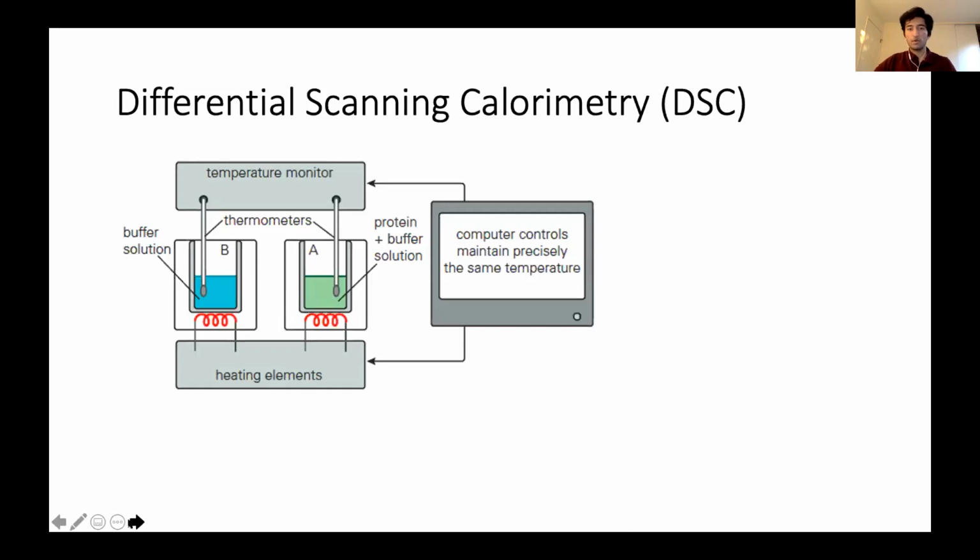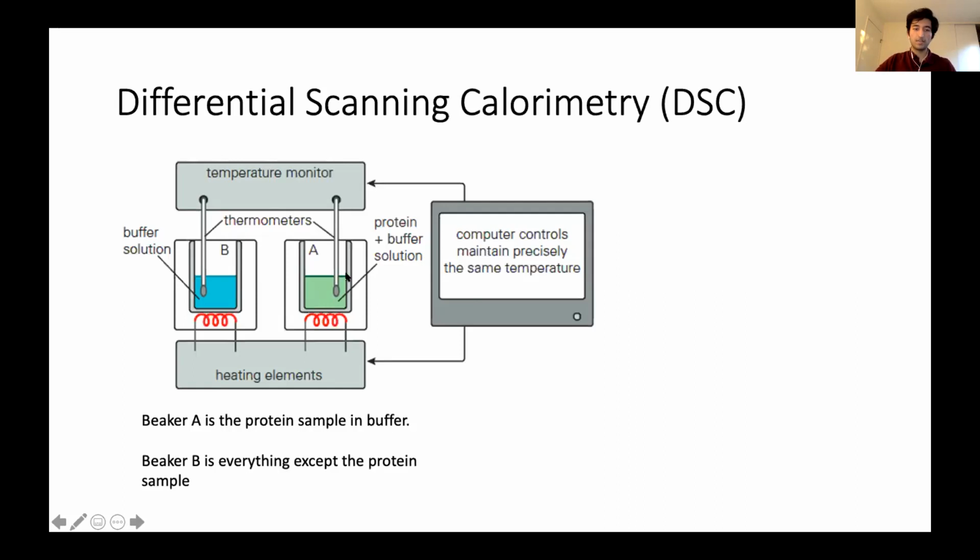So to go over how this instrument works, consider these two samples, A and B. Beaker A contains your protein of interest, whatever it might be, as well as some buffer solution that controls the pH, things like that. And in beaker B, you essentially have the blank or the standard, which is everything that's in this beaker except the protein. Because at the end of this instrument, what we're going to get is a heat capacity of sample A and a heat capacity of sample B. And if you just do A minus B, then eventually you'll be left with the heat capacity of the protein, which is what we're after in the first place.